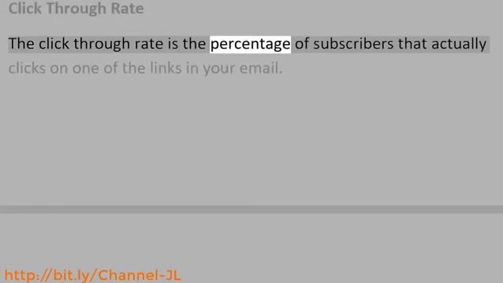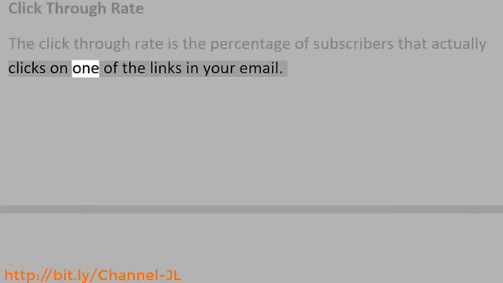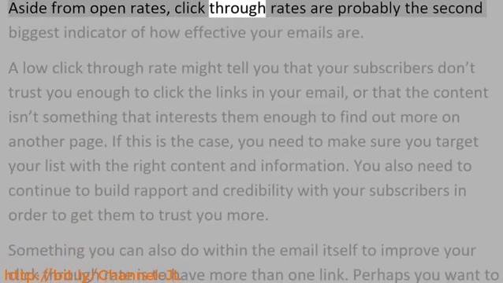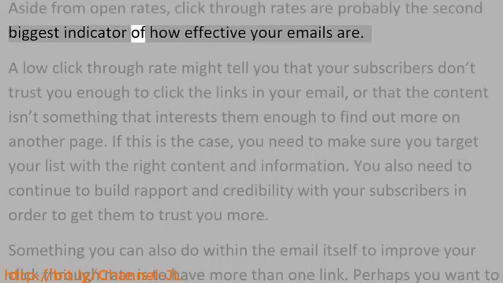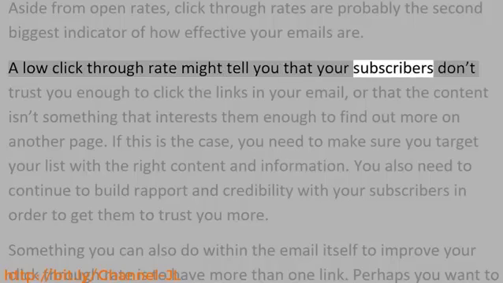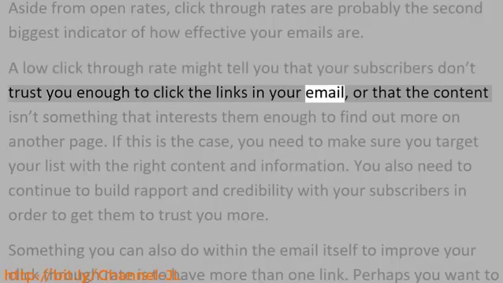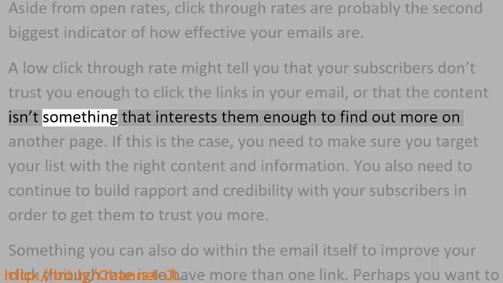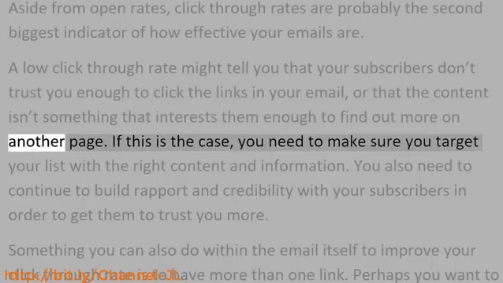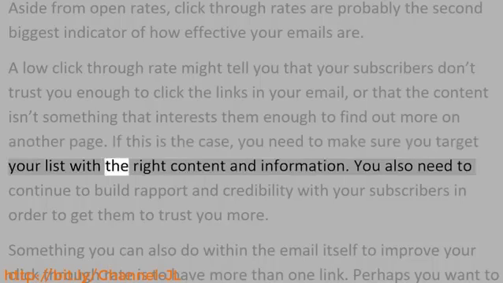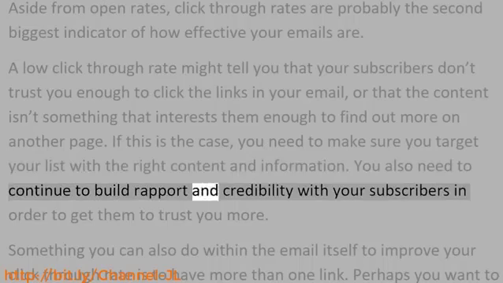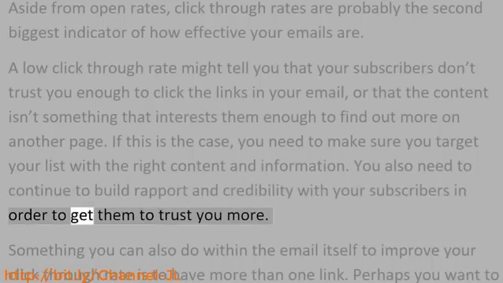Click-through rate. The click-through rate is the percentage of subscribers that actually clicks on one of the links in your email. Aside from open rates, click-through rates are probably the second biggest indicator of how effective your emails are. A low click-through rate might tell you that your subscribers don't trust you enough to click the links in your email, or that the content isn't something that interests them enough to find out more on another page. If this is the case, you need to make sure you target your list with the right content and information. You also need to continue to build rapport and credibility with your subscribers in order to get them to trust you more.